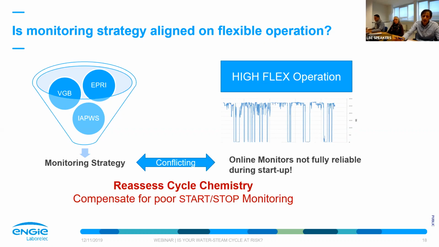It's quite difficult to fully rely on your measuring devices. So we are a little bit in a conflict situation, and that's the reason why we would highly recommend to reassess your cycle chemistry to compensate for that poor startup monitoring. It can be interesting to work in a more conservative way and to consider additional chemistry treatments to face the lack of reliable instruments during startup.